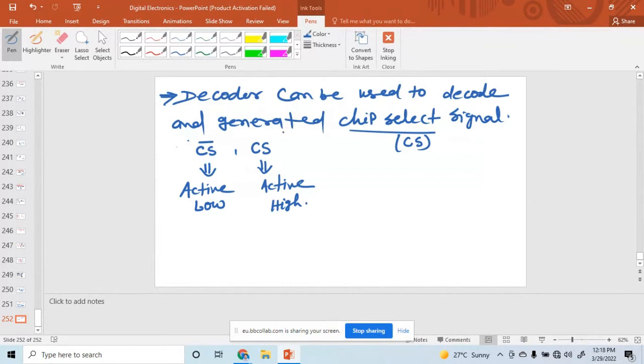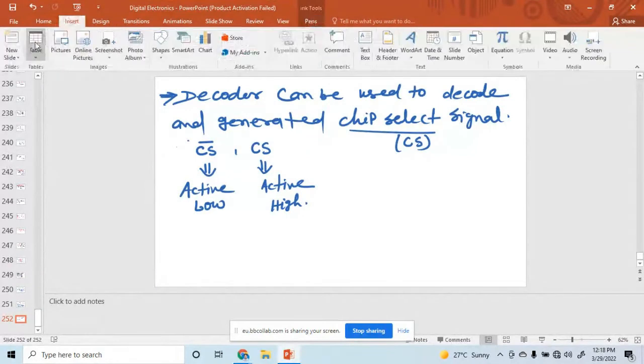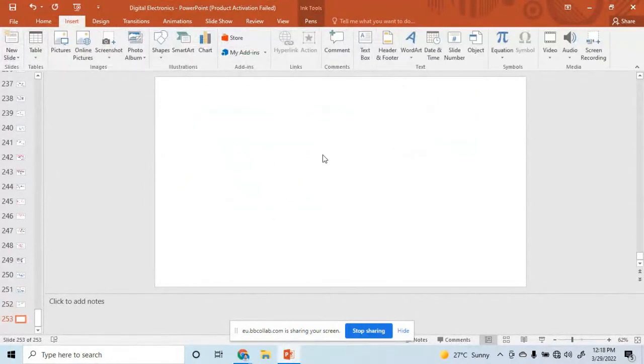So a decoder can be used to decode and generate a chip select signal. When it is written as CS bar, that means it is active low, and if only CS, that means active high. Up to this point, anyone have any doubts?